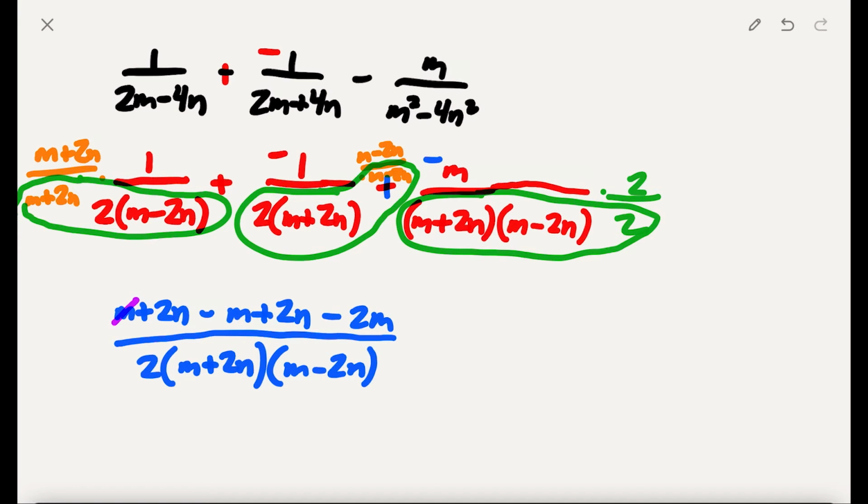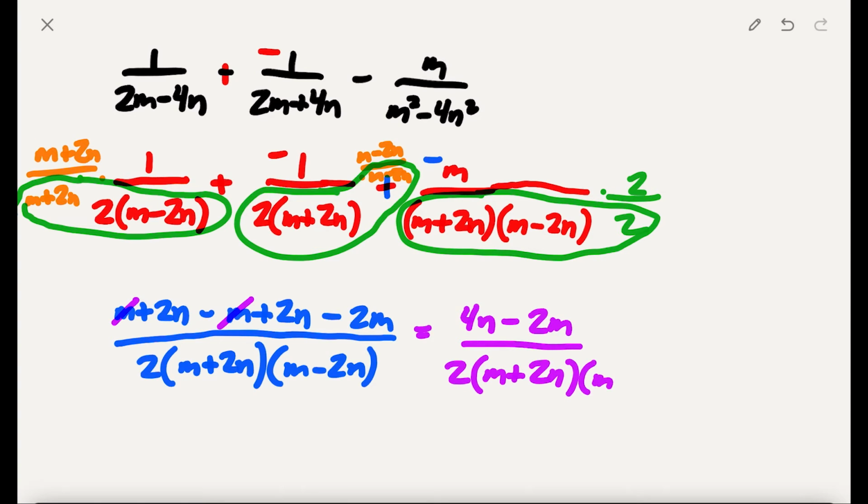So m minus m is going to cancel. Okay, you have 2n and 2n. Those are going to combine together to be 4n minus 2m divided by all of those factors. Okay, now if I factor out the top, factor out 2, you get 2n minus m. And if you notice, that's the reverse of this thing right here.